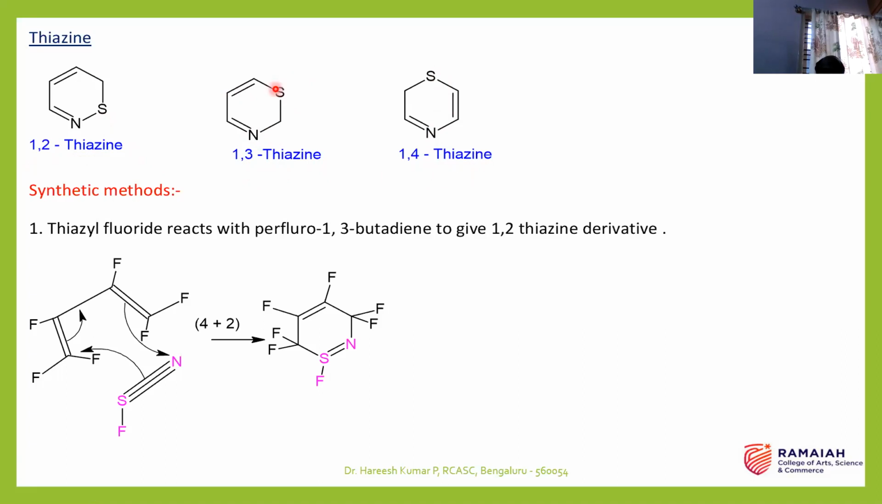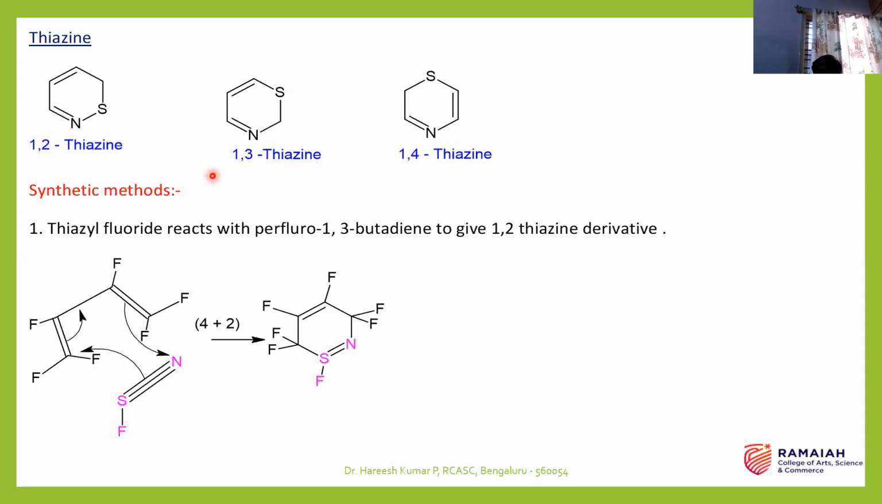But you have to remember that adjacent to the sulfur, there is a saturation. Another factor you can remember here: all these thiazines are six-membered rings containing two double bonds, not three double bonds. And adjacent to the sulfur, there is a saturated carbon. That's what you can remember.